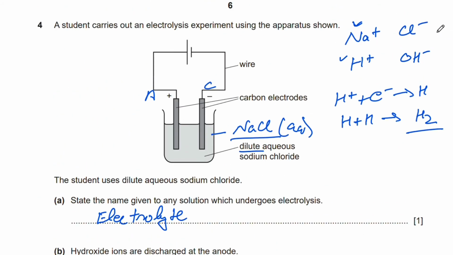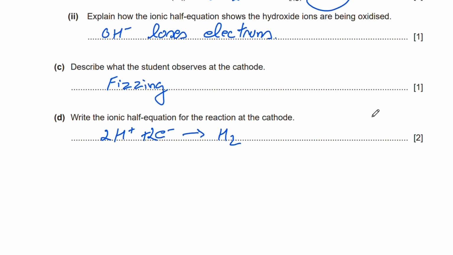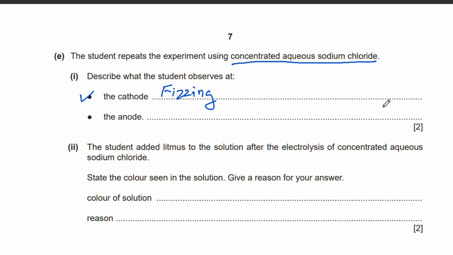Now see, anode is positively charged. So the 2 negative ions which will be discharged are Cl minus and OH minus ion. But in this case, it's concentrated. So Cl minus ion concentration is more. Hence, chlorine will be observed at that electrode. So chlorine will go to the anode. It will be oxidized. Chlorine loses the electron. It gives the electron to anode. Basically, it is oxidized.